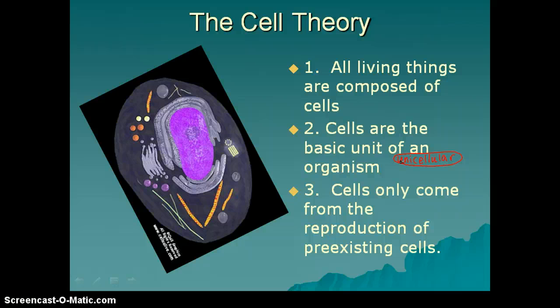And then the cells come from pre-existing cells. We'll talk about that a little bit more when we get to the evolution section about spontaneous generation versus biogenesis. But the word here that you might see, and especially will later on in other chapters, is biogenesis. So living things come from other living things.